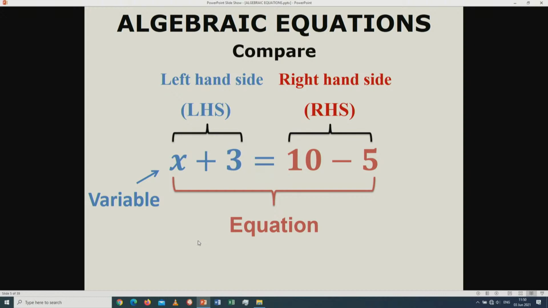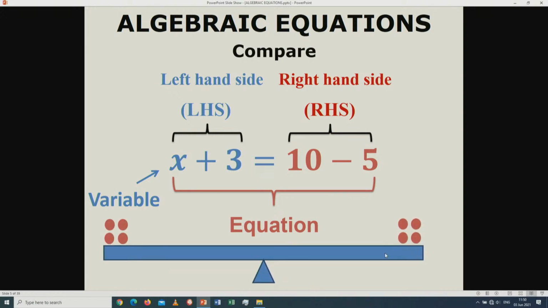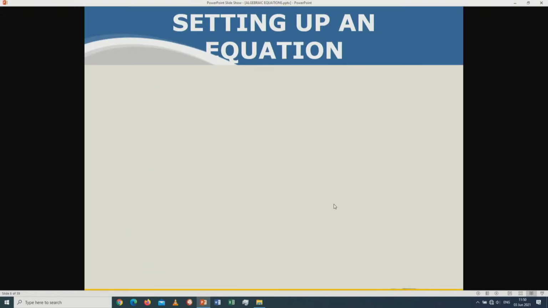Right, and then an equation is also compared to a balance. In other words, in a normal balance, we know that if the weight on the left-hand side is equivalent to the weight on the right-hand side, then there will be a balance. Now, this is an example of an equation. Right. Now, going to our first objective, setting up an equation.